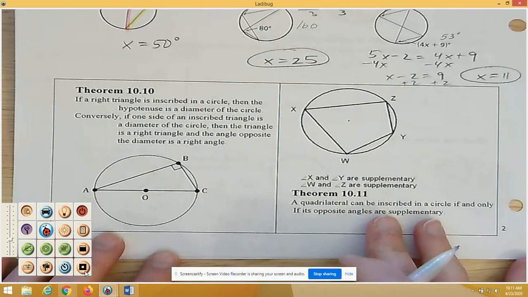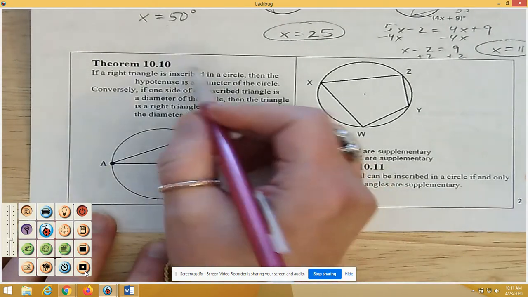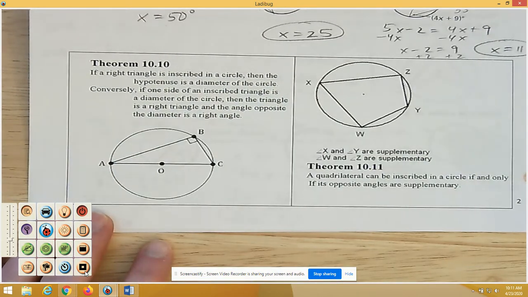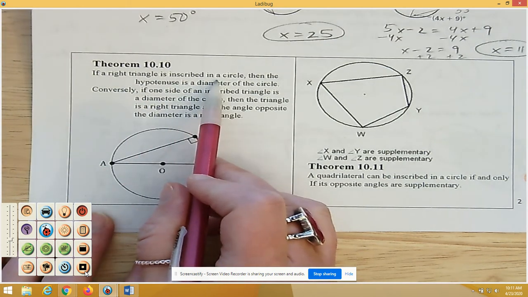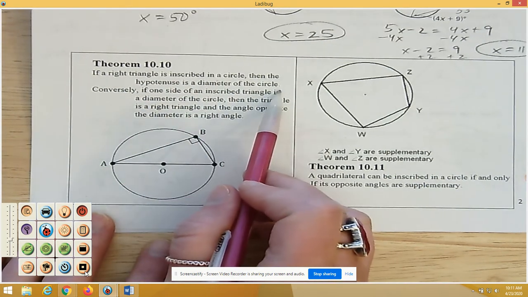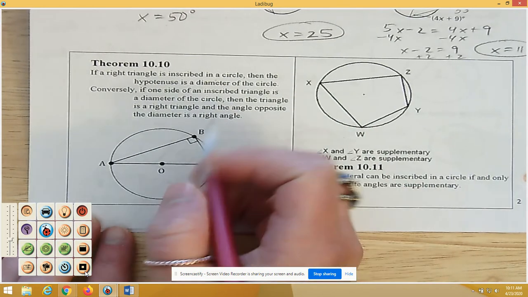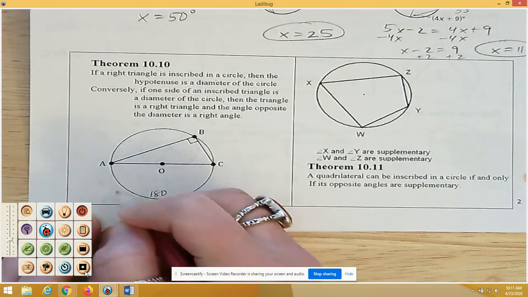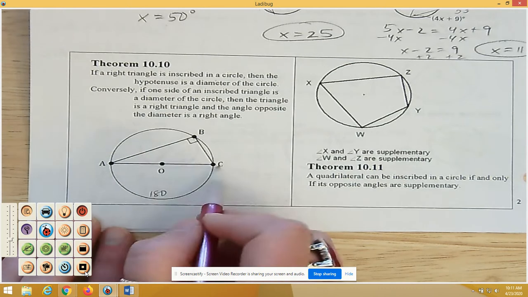The next 2 theorems, I think, are really, really important. This is a lot of words for something that I've already talked to you about. If a right triangle is inscribed in a circle, then the hypotenuse is the diameter of the circle, and that makes perfect sense, right? So if this is 90, that means that this is 180 because the inscribed angle is half of the arc. So this is 180, which means it's a semicircle, and now you have a right triangle.